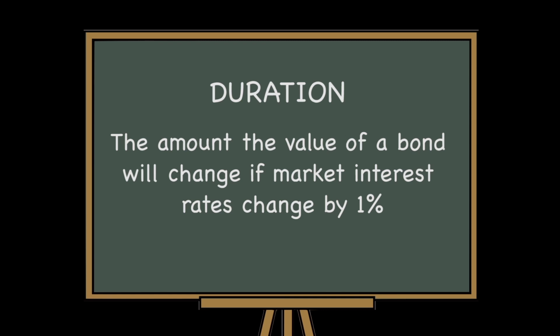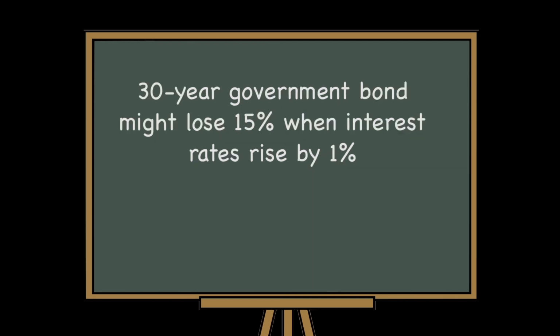Duration is a very important term these days, but the definition is a bit confusing. The common meaning of the term duration is well known. In bonds, however, it has an alternate meaning. Here, duration is the amount the value of a bond will change if market interest rates change by 1%. For example, a 30-year government bond might lose 15% of its value when interest rates rise by 1%. Therefore, the duration of that bond would be 15. The longer term the security is, the higher the duration will be.